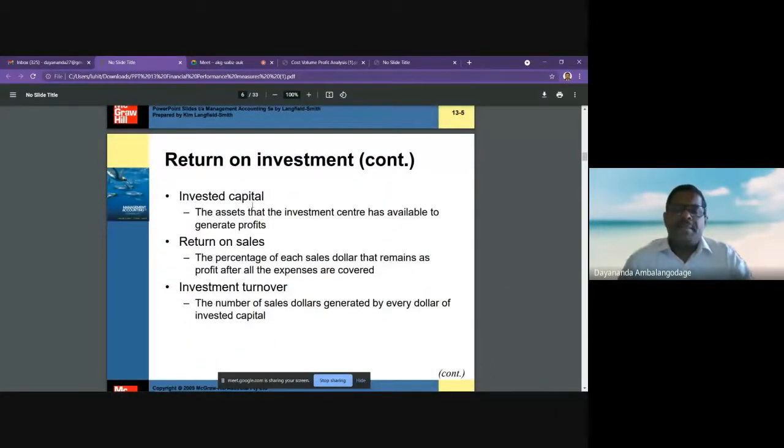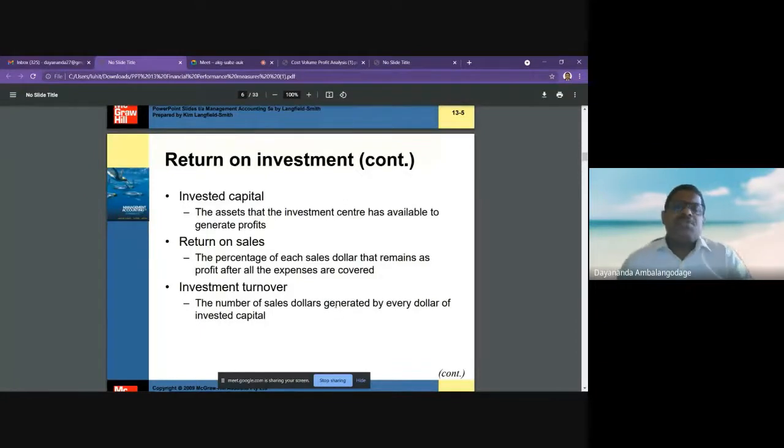Then the investor capital, the assets that the investment center has available to generate profit. Return on sales, the percentage of each sales dollar that remains as a profit after all expenses are covered. That means profit after tax divided by sales. And investment turnover, number of sales dollars or the rupees generated by every dollar of invested capital.